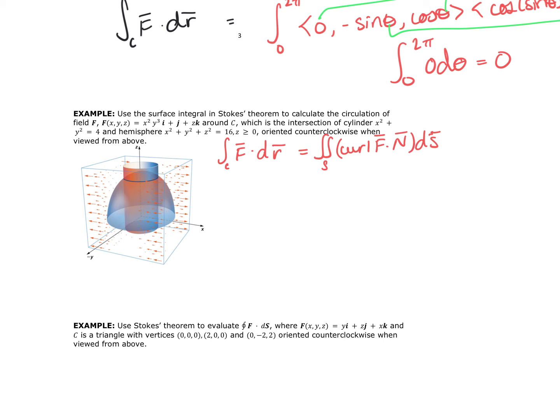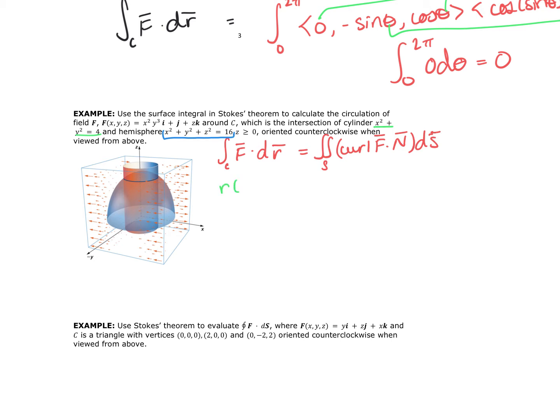So first thing is that I have this hemisphere here, and I have this cylinder x squared plus y squared is equal to 4. And I'm going to need to parameterize them. I'm going to do it with theta and phi, because I'm in XYZ, that's a spherical. So it's going to be easier to do the parameterization of the hemisphere first.